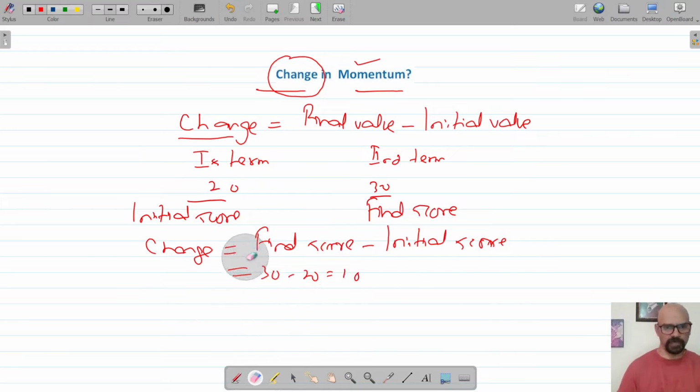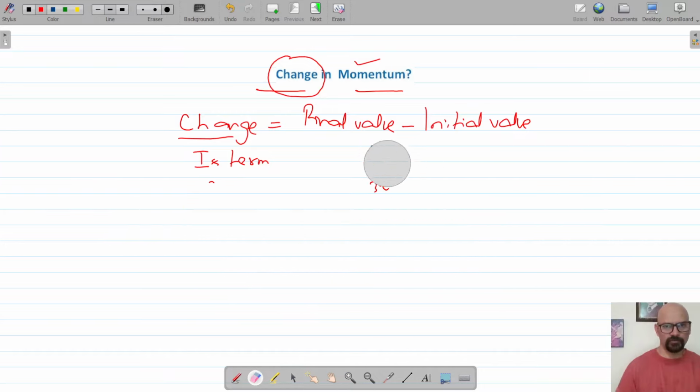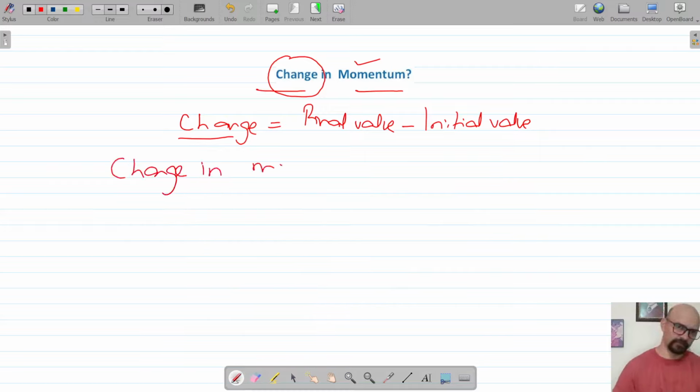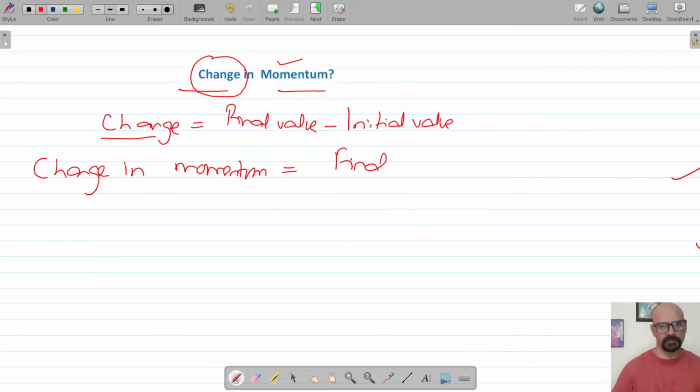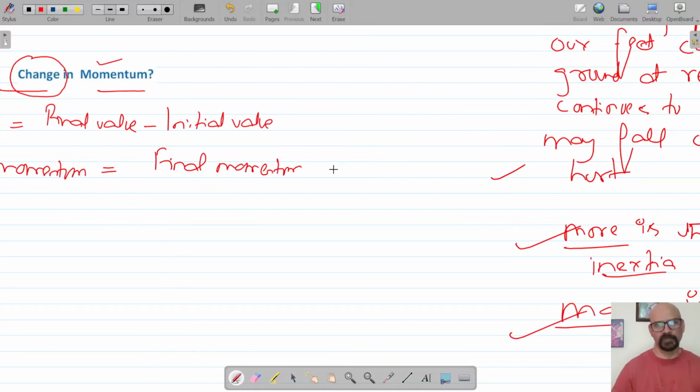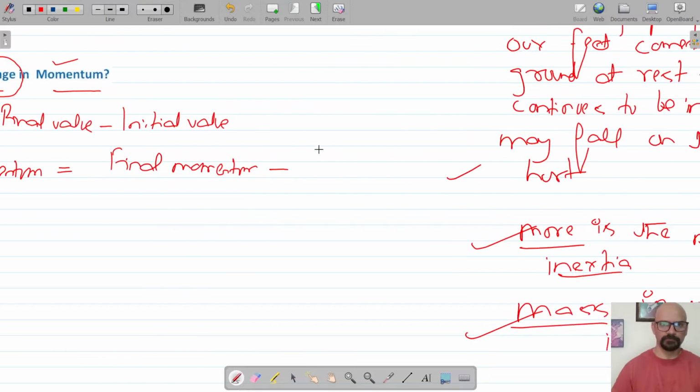So if we have to find the change in momentum, then instead of the score, we are going to find the change in momentum. For that, we need the final and the initial momentum. So that would be final momentum minus initial momentum.